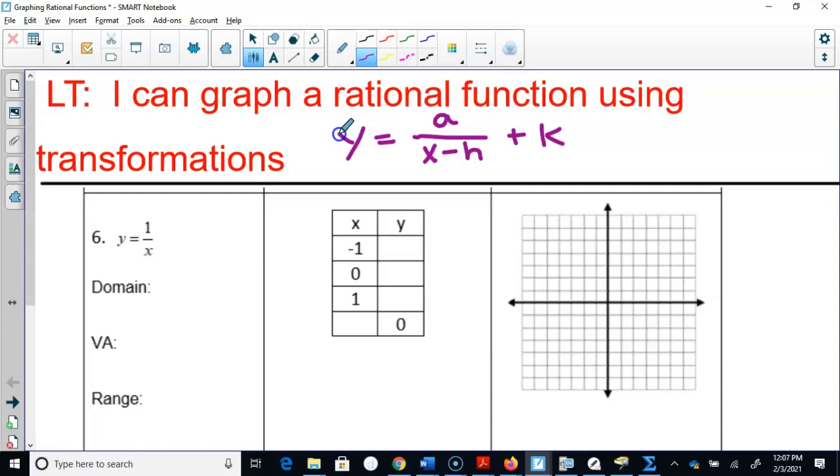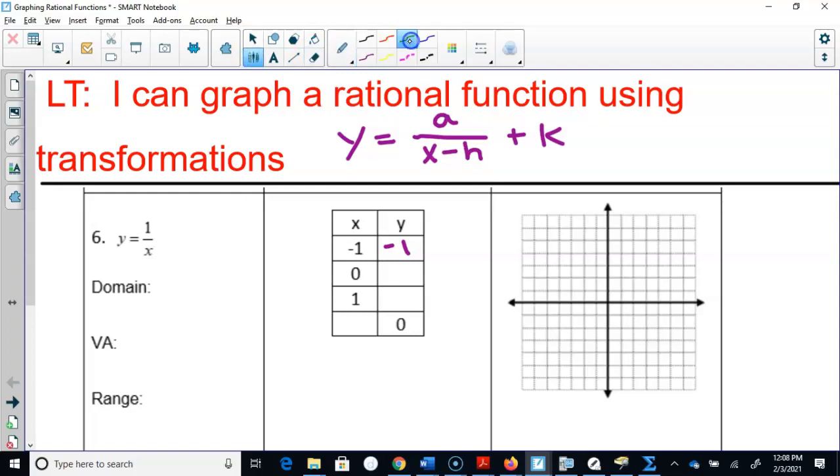Here is our parent graph right here. Y is equal to 1 over X. So we're going to start with the table over here. And we see that X is equal to -1. We're going to plug -1 into X right here. And when I do 1 over -1, that gives me a Y value of -1. Okay? 1 over -1 gives us a Y value of -1.